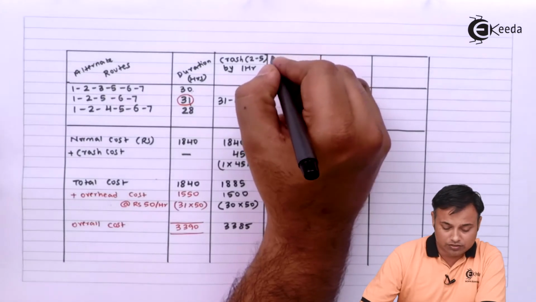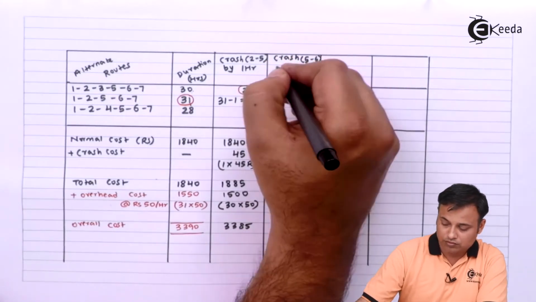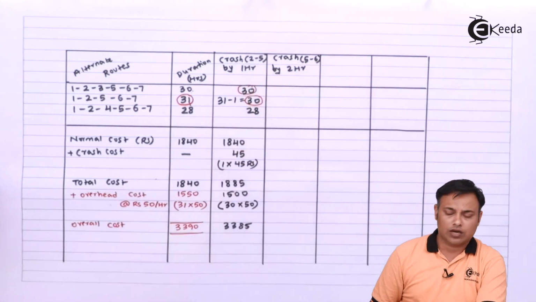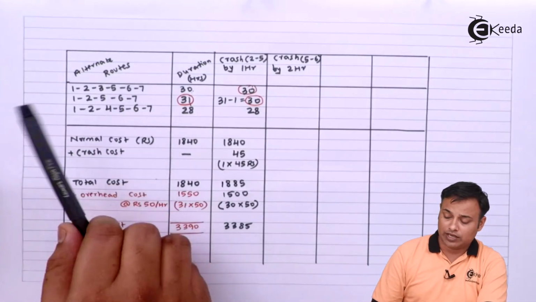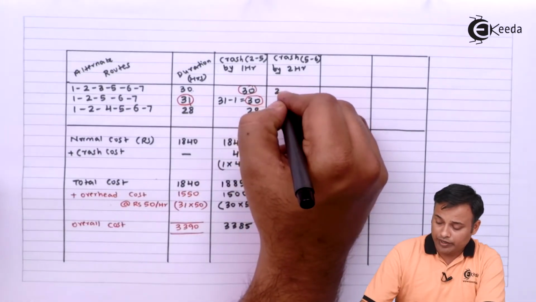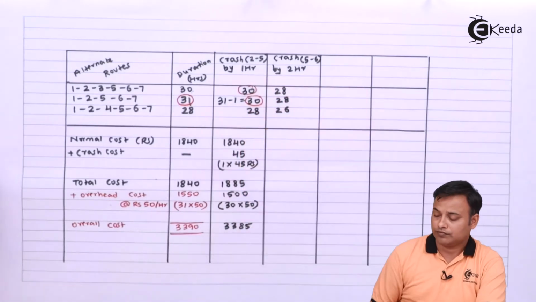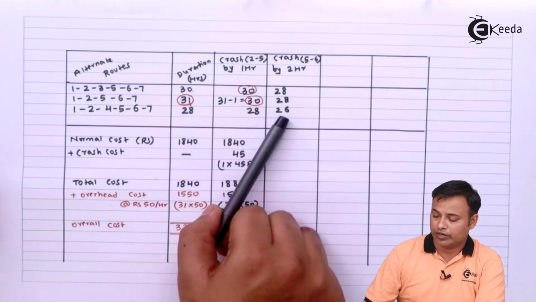So I will crash 5-6 by 2 hours. So 5-6 teenon mein aata hai, teenon mein 2 hours kam ho jayega. So this will become 30-2, 30-2 and 28-2.